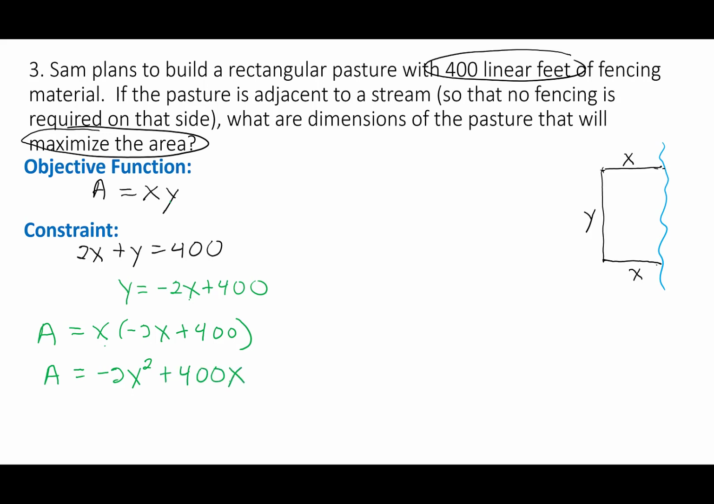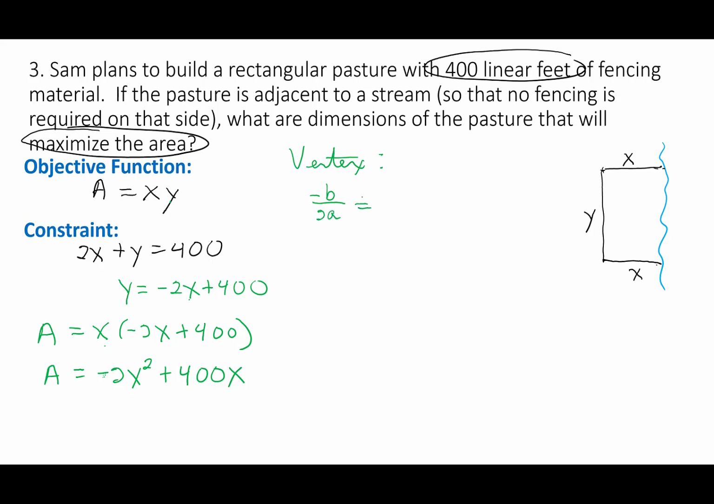Now we can see that we have a quadratic function. If I graph this function, it would be opening down because I have a negative coefficient on the x squared term. If my function is opening down, that means the maximum area is going to occur at the vertex. So our goal here is to find the vertex. If you remember a minute ago, we found the vertex of a function by taking negative b over 2a for the first coordinate of the vertex.